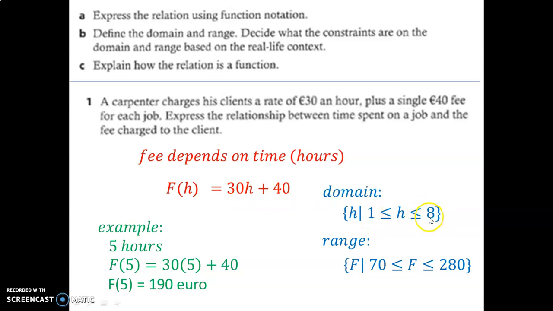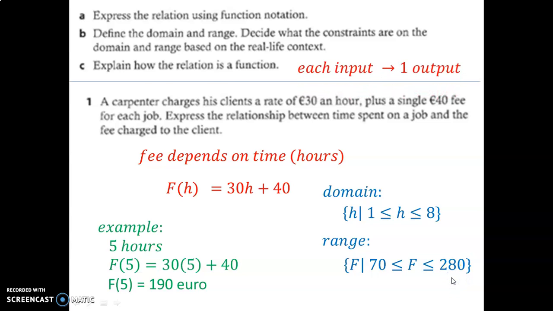And then for 8 hours of work, if you put an 8 in here, 8 times 30 is 240 plus 40, 280 for an 8-hour workday. So the range comes directly from the domain. So that's the steps. Begin with the domain, justify it, and then find the range based on those domain values. And there's our range then. That's the fee for a day of work from 1 hour to 8 hours. There's all the possible fees.